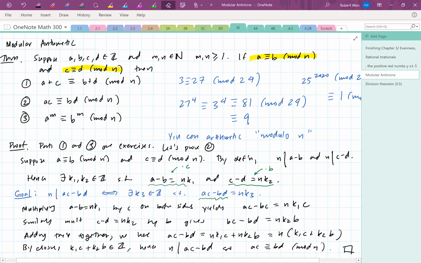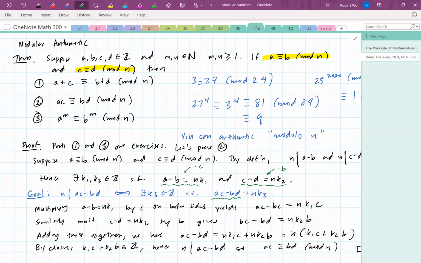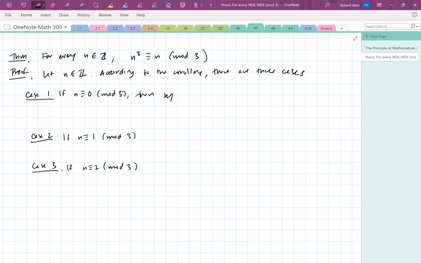Right, this theorem says that you can do arithmetic on either side of a congruent sign modulo n. So then by a theorem from last time, which I'll label in your notes, of course, n cubed is congruent to 0 cubed mod 3. So n cubed is congruent to 0. 0 cubed is just 0, which is congruent to n, because I assumed that n was congruent to 0 mod 3, which is what we wanted.